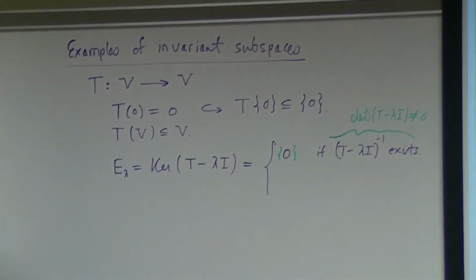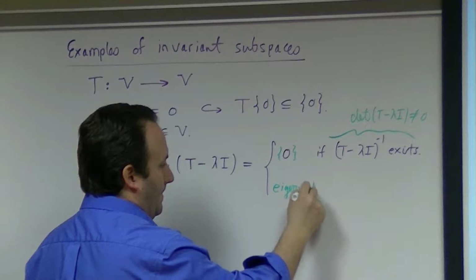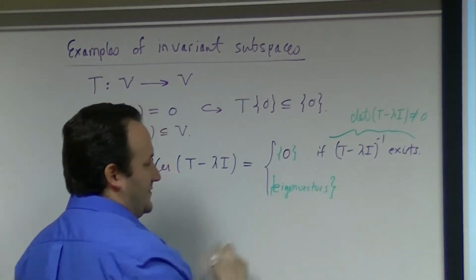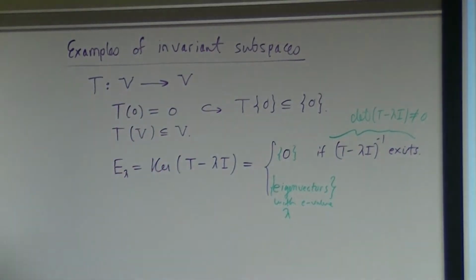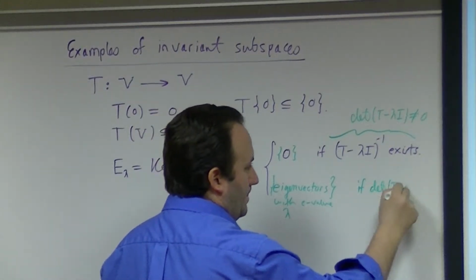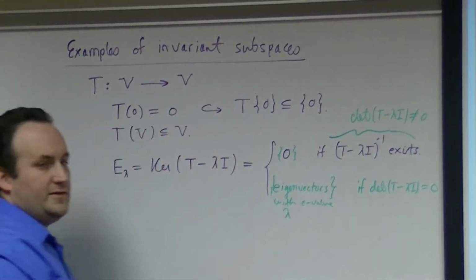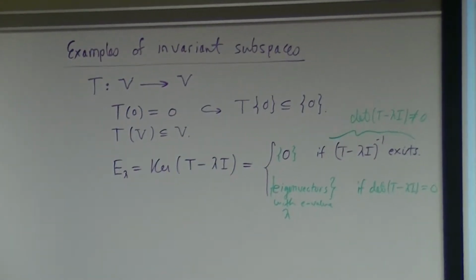And on the other hand, it's the set of eigenvectors with eigenvalue lambda, if the determinant of T minus lambda I is actually equal to 0, right? I mean, either the determinant's 0 or it's not for a given lambda. So either you've got an honest to goodness genuine eigenspace, which is non-trivial, or you've got the trivial space. Those are your two options. But in either case, if it's 0, we already know it's an invariant subspace.